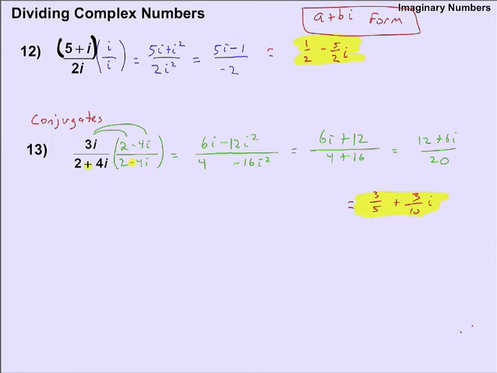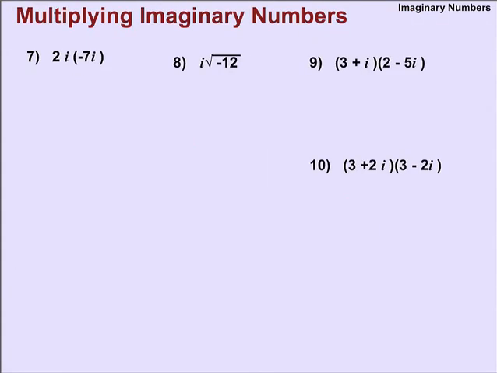A couple more small things I want to show you before the video is over about imaginary numbers. First is a little note about just multiplying two of them together. So let's look at number 7. The only rule you have to know about multiplying imaginary numbers is that the only imaginary numbers you can multiply together are i and i, which is not a problem at all for number 7.